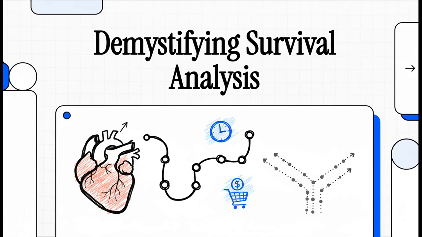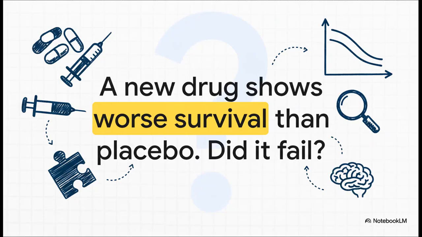Have you ever looked at a study and thought, wait, that can't be right? Sometimes the most confusing results come down to one simple thing: time. Today we're diving into a really cool statistical tool called survival analysis. It's all about figuring out not just if something happens, but when. So, let me kick things off with a puzzle.